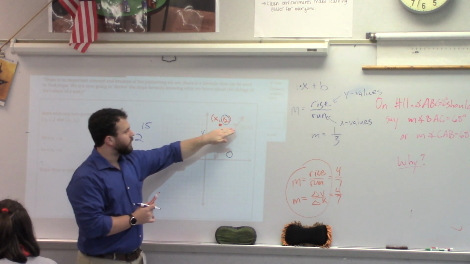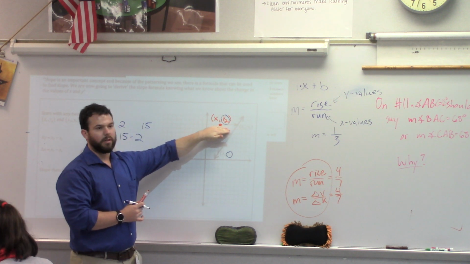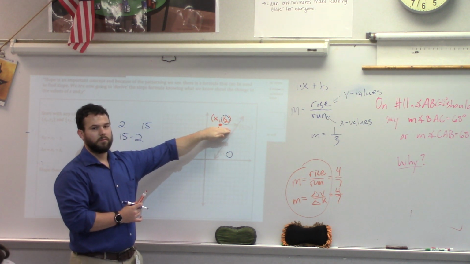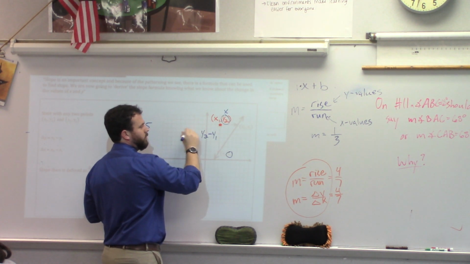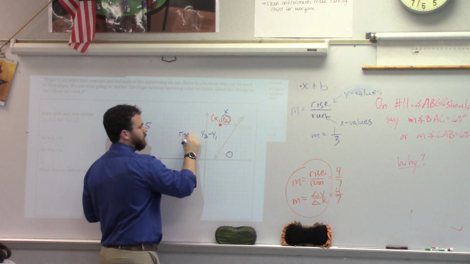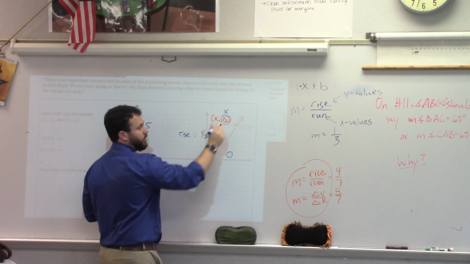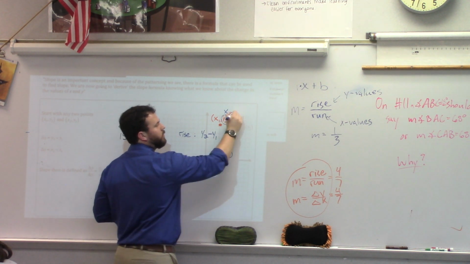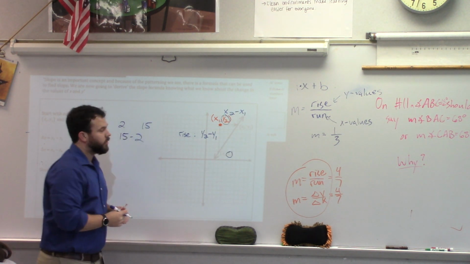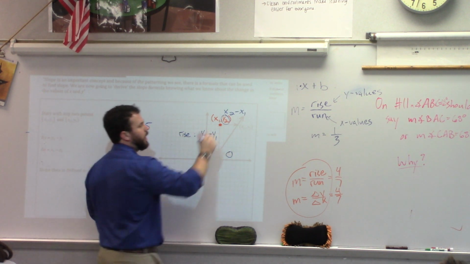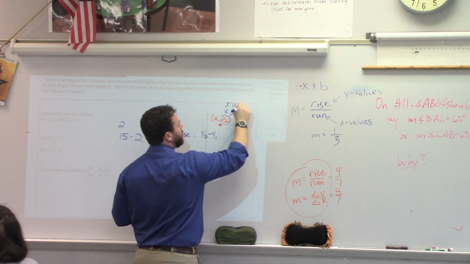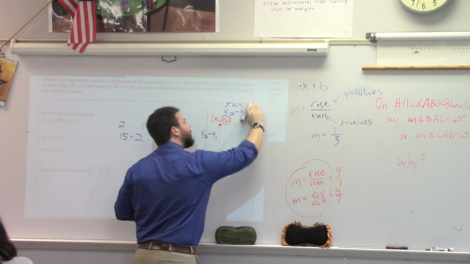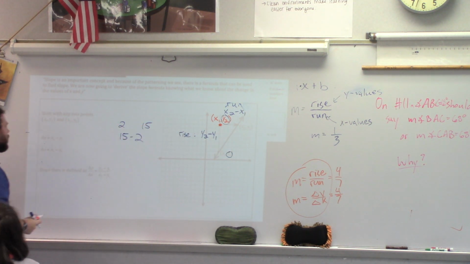So what am I going to do over here to get my run? X2 minus X1. So my rise was y2 minus y1. My run was x2 minus x1. Man, I'm struggling. There we go. All right, rise and run.